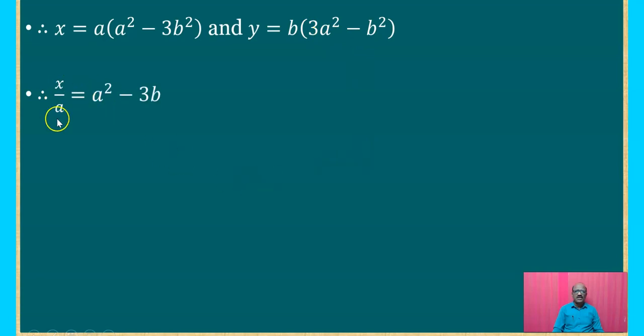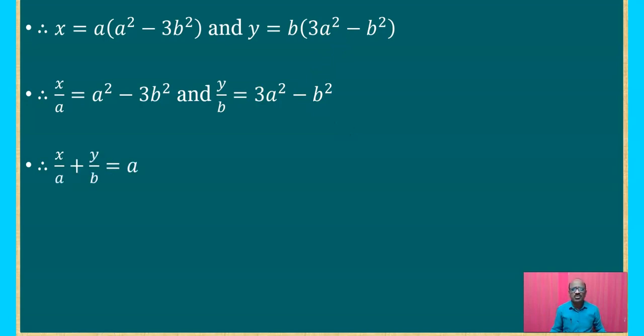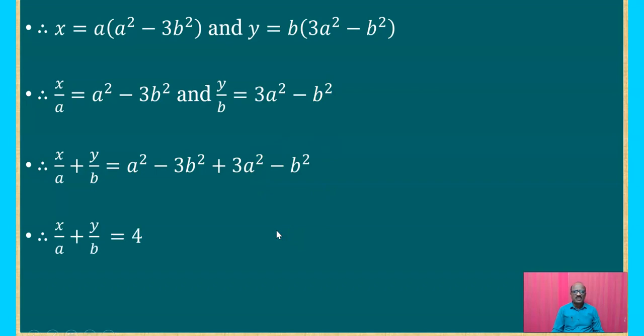Therefore x upon a is equal to a square minus 3 b square, y upon b is equal to 3 a square minus b square. Now their addition: x upon a plus y upon b is equal to a square minus 3 b square plus 3 a square minus b square. And simplify this: x upon a plus y upon b is equal to 4 a square minus 4 b square. Take 4 as common, then you will get 4 (a square minus b square). Okay.